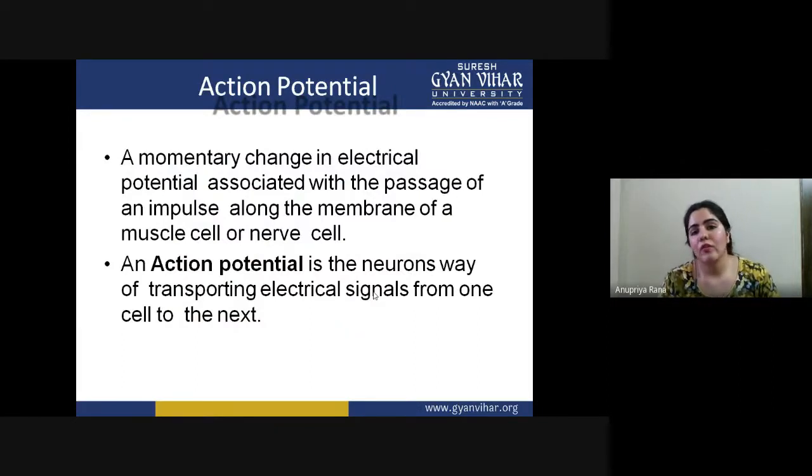That was the membrane potential. Now we have to see what an action potential is. It is a momentary change in electrical potential associated with the passage of an impulse along the membrane of a muscle cell or nerve cell. An action potential is the neuron's way of transporting an electrical signal from one cell to the next. If a neuron wants to transfer a specific signal from one cell to another, it needs to generate an electrical potential, associated with the passage of an impulse.